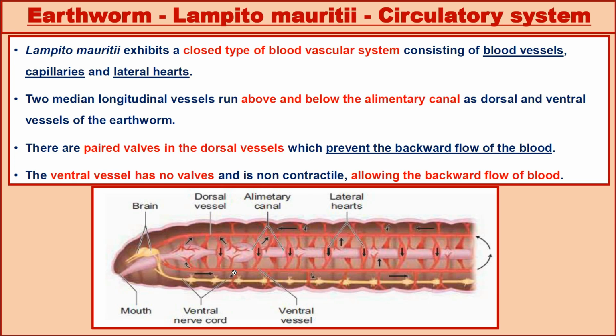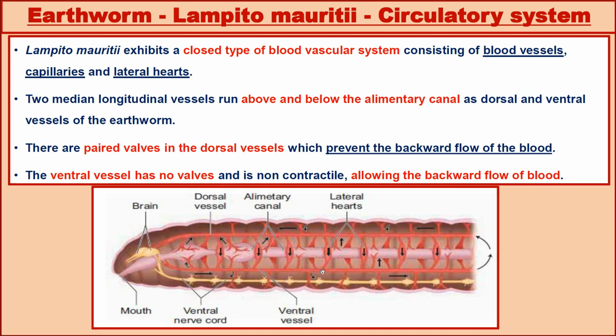Earthworm circulatory system. Lampito mauritii has a closed type of blood vascular system which consists of blood vessels, capillaries and the lateral hearts. There are two median longitudinal blood vessels, one dorsal and another one ventral. They run above and below the alimentary canal and are respectively called the dorsal blood vessel and the ventral blood vessel.